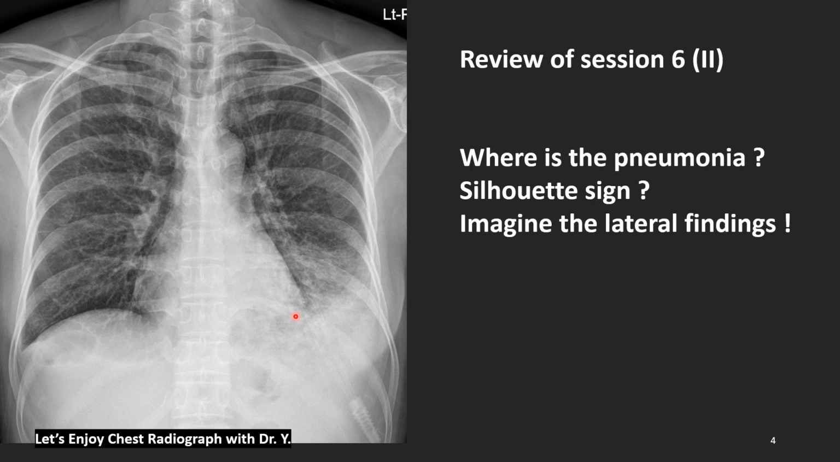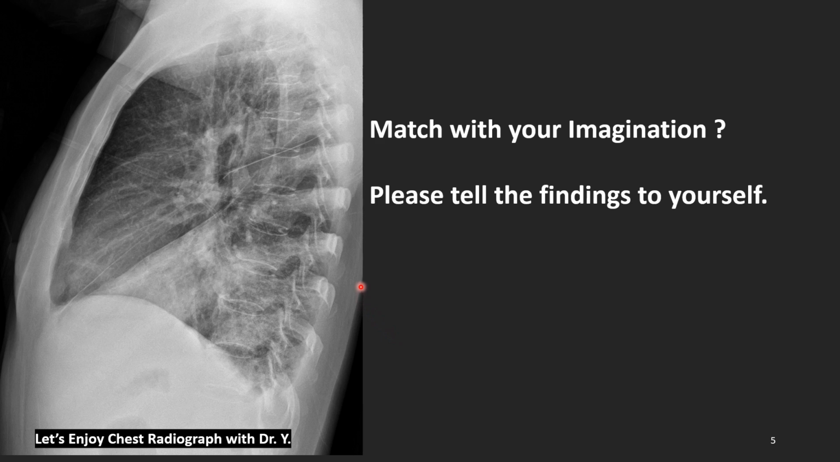And let's imagine the lateral film findings. Does this finding match with your imagination? Please tell the findings to yourself. Okay, I'll say briefly. The triangular consolidation in the posterior portion with visualized major fissure. Nothing happened to the anterior and upper portion, and only one diaphragm line is visualized. Yes, this is a left lower lobe lesion of posterior and inferior lesions.